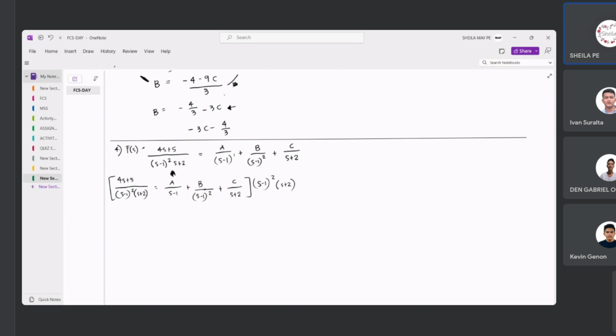Why not s minus 1, s minus 1 squared, and s plus 2? For this type of case, class, what you copy is the main given, the original given. The other is just a representation of its three roots. So you need to multiply the original denominator for this type of case. Okay, copy, class.